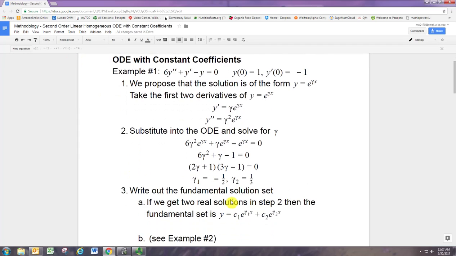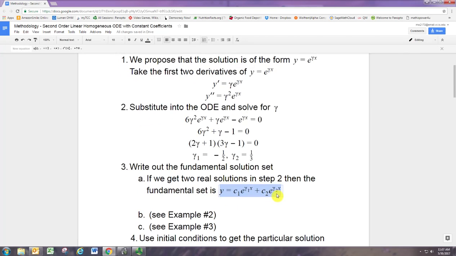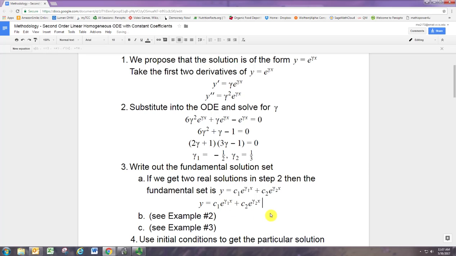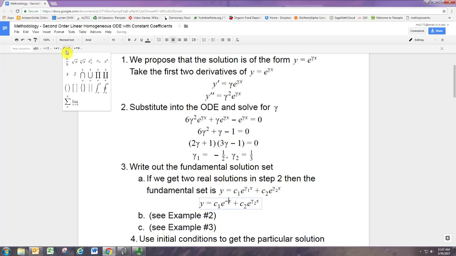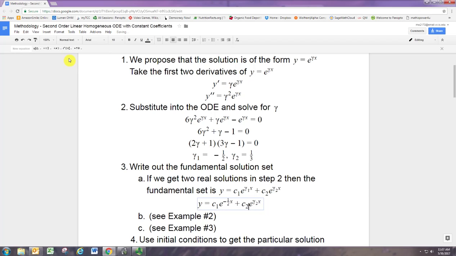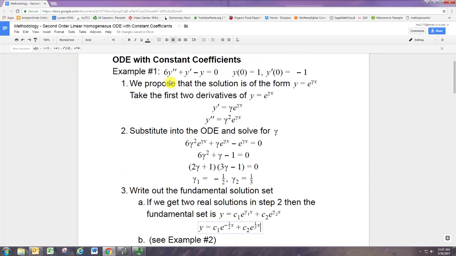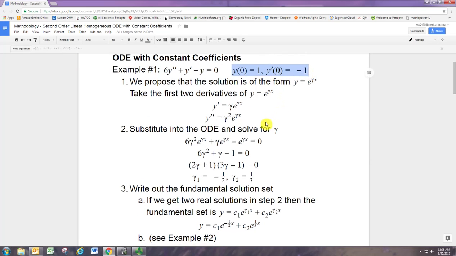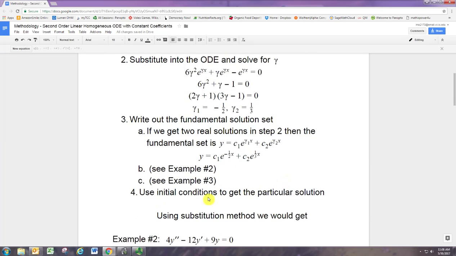Now, if you happen to get two real distinct solutions for gamma, then the fundamental solution is given by this formula, where you basically just add in the constants c1 and c2 in front of those exponentials. So for our problem, going to replace gamma 1 and gamma 2 with negative 1 half and 1 third. And then we would find C1 and C2 based on the initial condition. The other two cases will be covered in the next two examples.